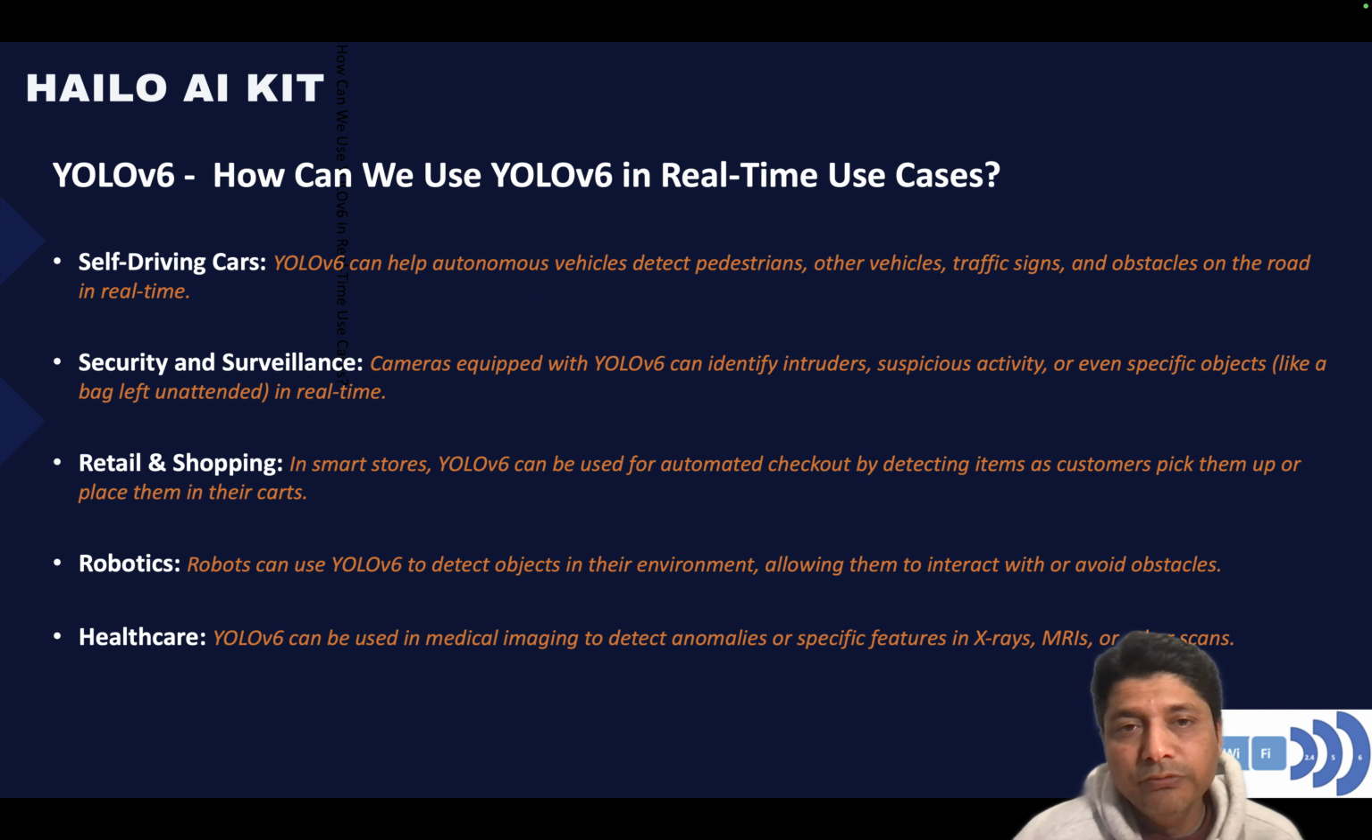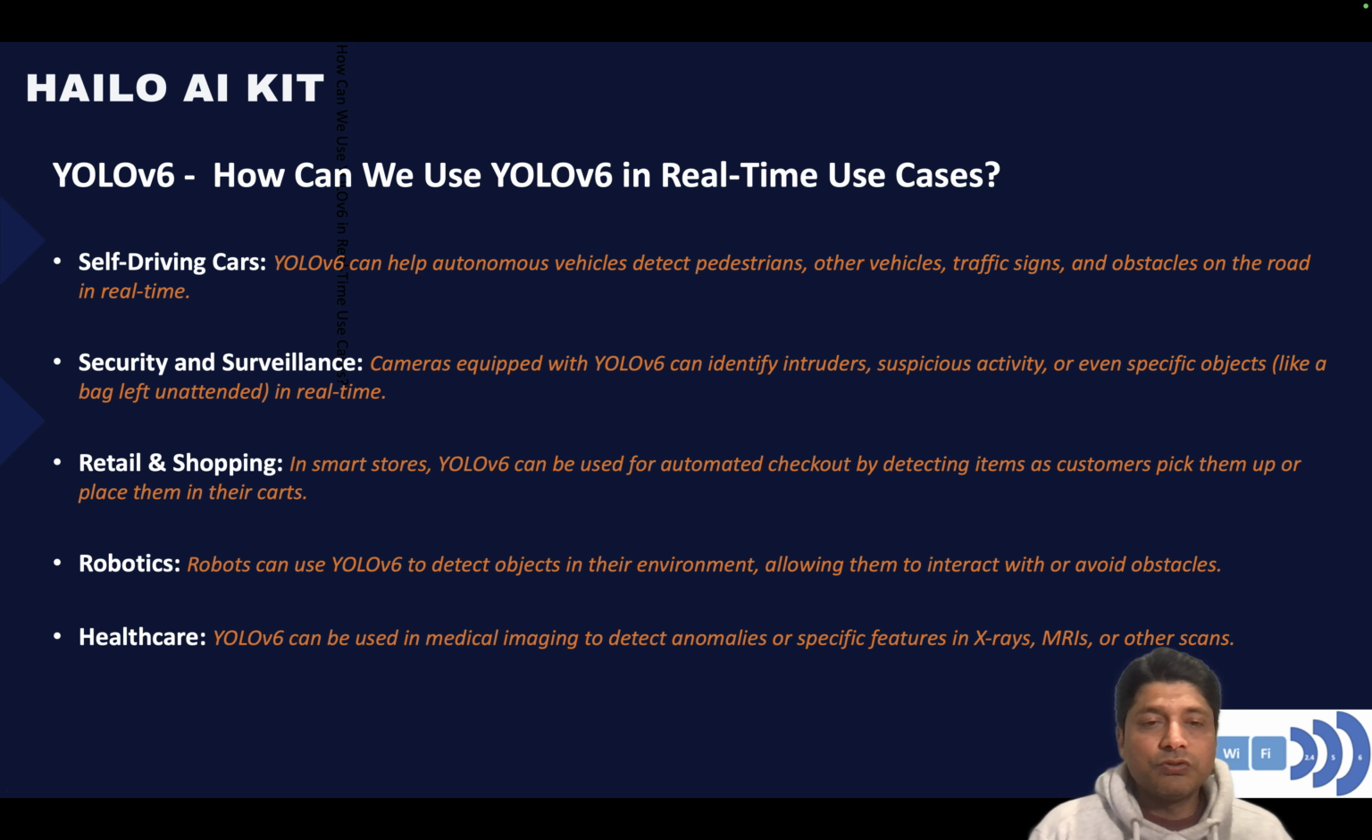How can we use YOLO V6 in real-time use cases? There are multiple use cases. Self-driving cars: autonomous vehicles can detect pedestrians, other vehicles, traffic signs, or obstacles on the road in real time. Then security: a camera equipped with YOLO V6 can identify suspicious activity or even a specific object, like a bag left unattended, in real time.